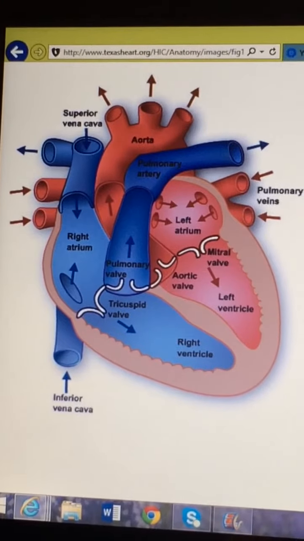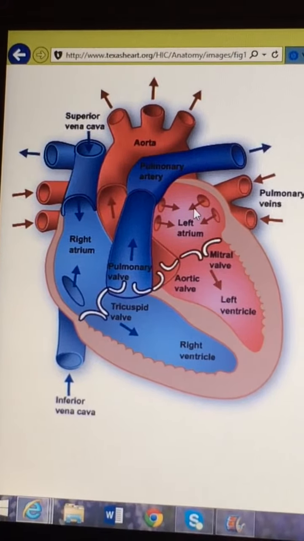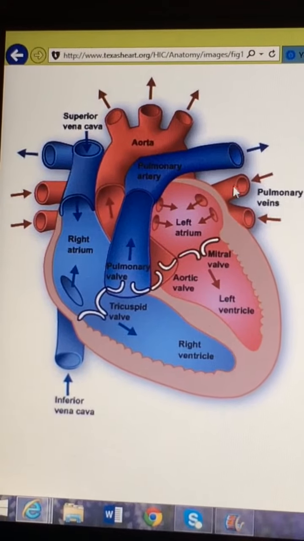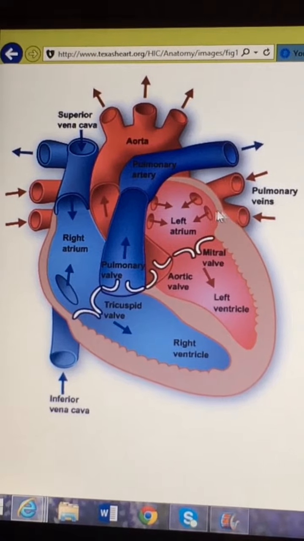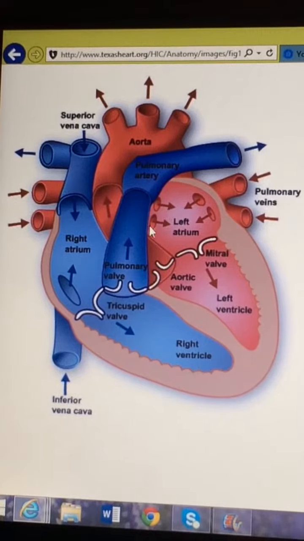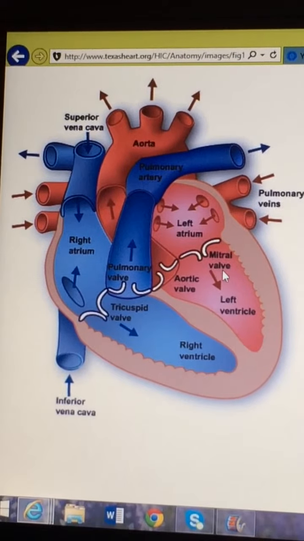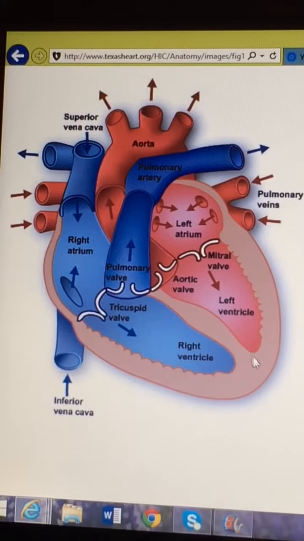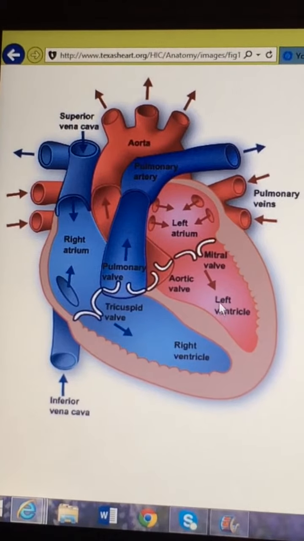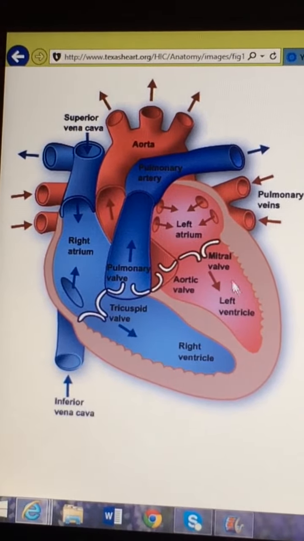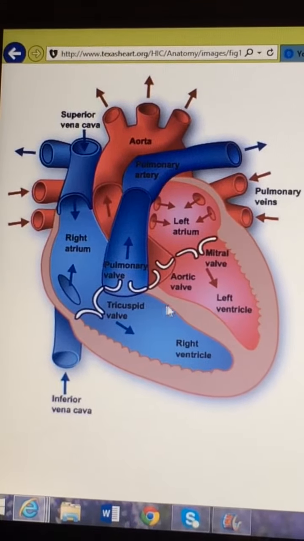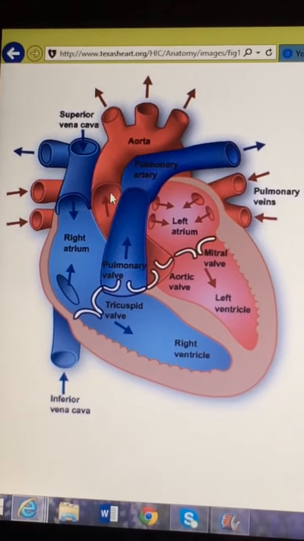The left atrium receives oxygenated blood from the lungs through the pulmonary vein. As the contraction triggered by the sinoatrial node progresses through the atria, the blood passes through the mitral valve into the left ventricle. The left ventricle receives oxygenated blood as the left atrium contracts. The blood passes through the mitral valve into the left ventricle.